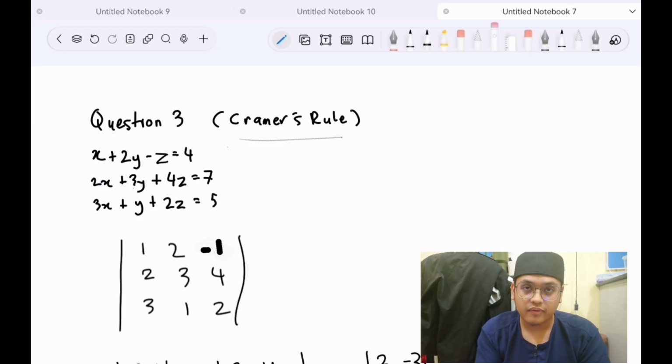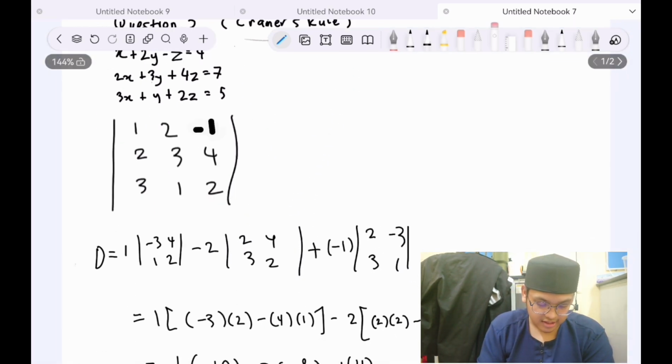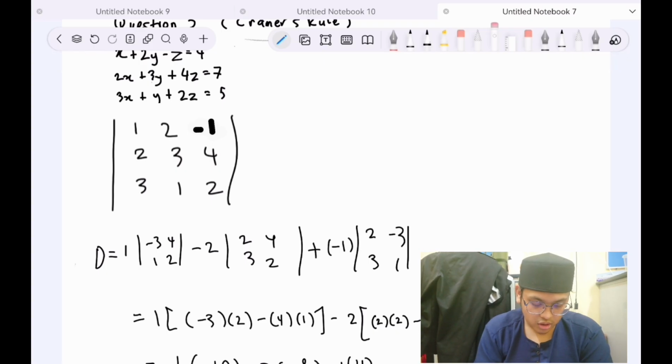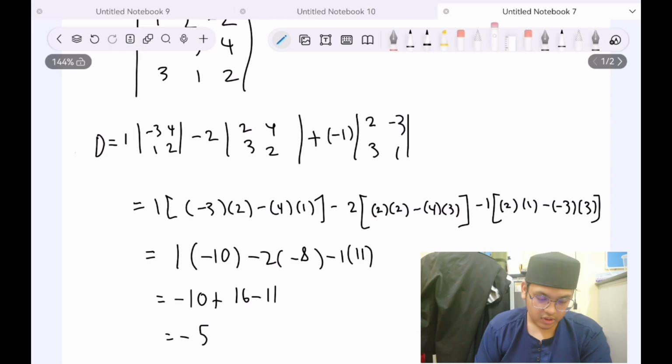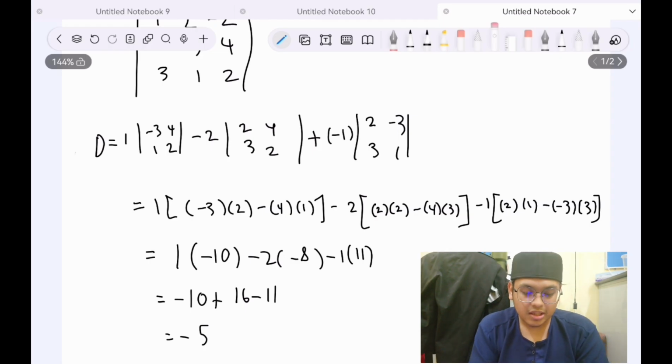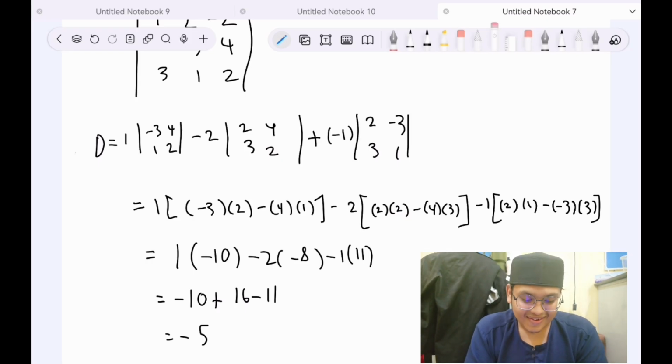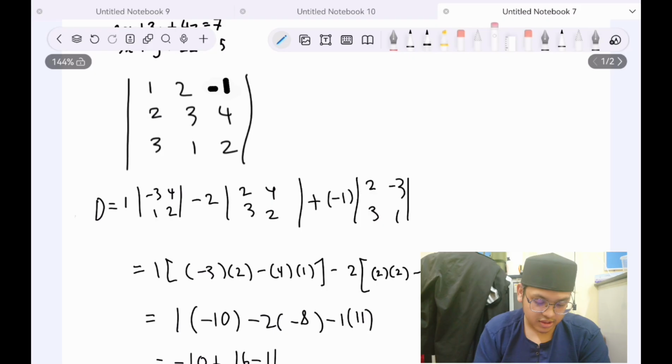So the determinant D is written like this: 1, 2, -1, 2, 3, 4 and 3, 1, 2. Then we calculate the value of determinant D. In this solution, we use the first row because it is easier to calculate.